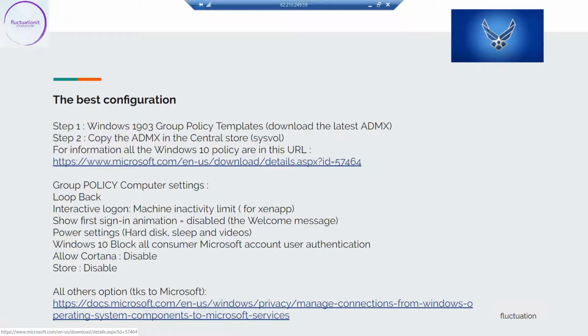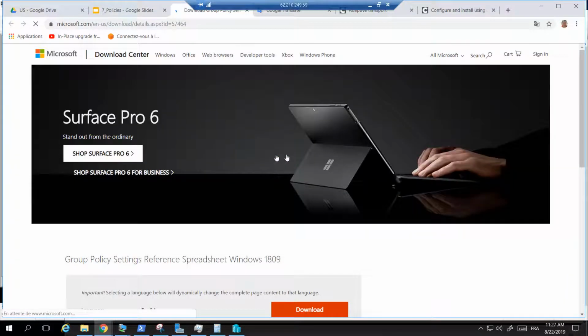First of all, if you have Windows 10 version 1903 or 2019 and later in your network, you must download the latest ADMX files from the Microsoft website and copy them into the central store in the Sysvol. Here you can find all the information about the latest Windows 10 policies. And really, this is amazing.